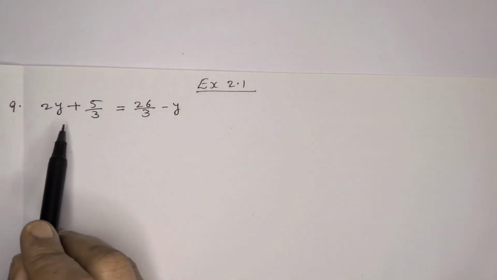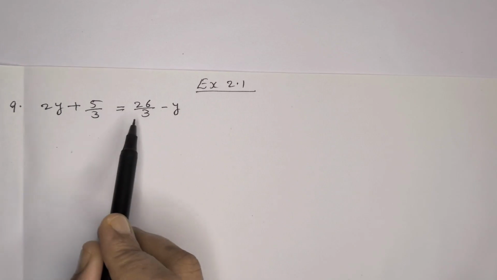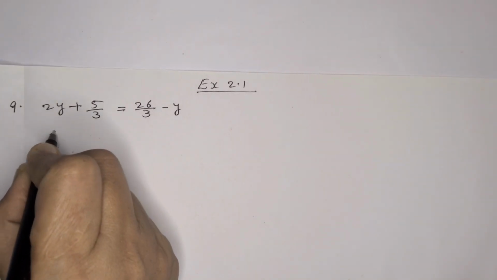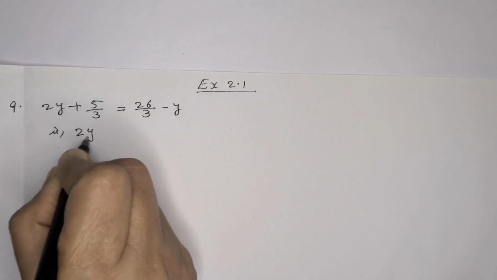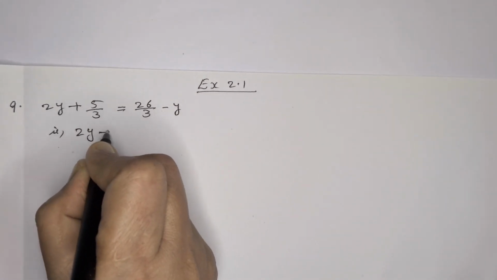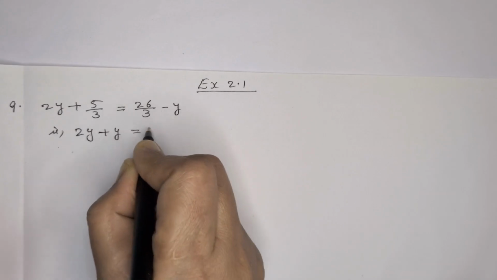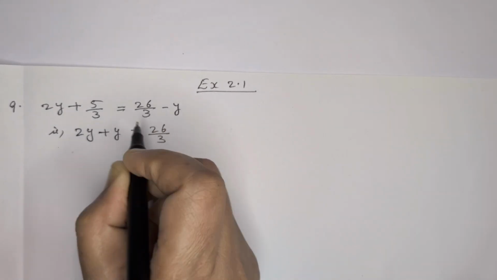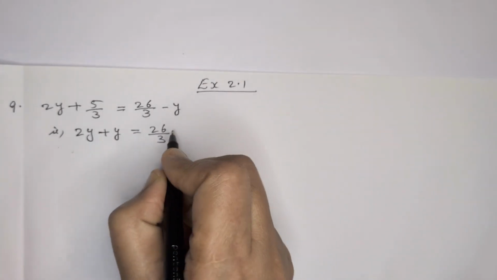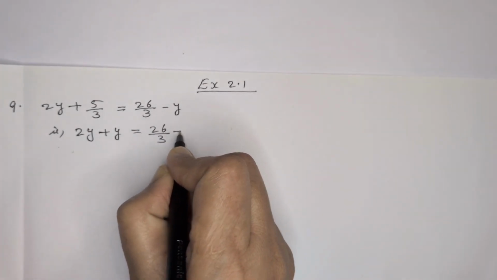Question number 9. 2y + 5/3 = 26/3 - y. That is 2y minus y. When you are moving to the left side, it will become plus y, equal to 26/3 already there on the right side, and when we are moving 5/3 to the other side, that will become minus.